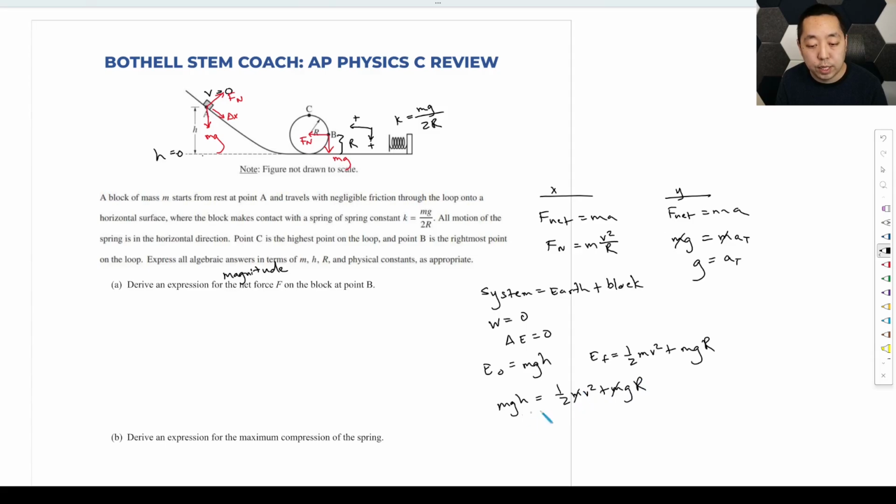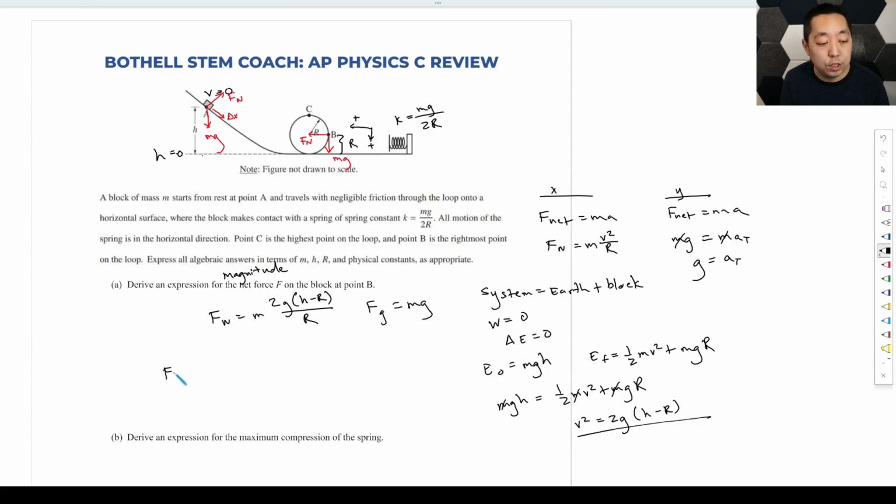Notice that the m's can cancel. We can solve for v squared by doing g(h minus r) times 2. And that's going to be our v squared, which then allows us to figure out our normal force, which is mv squared over r, which is 2mg(h minus r) over r. And then the force of gravity is mg.